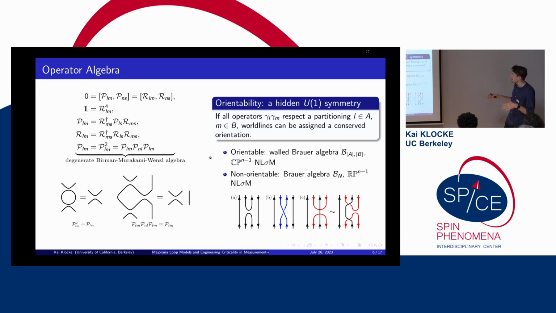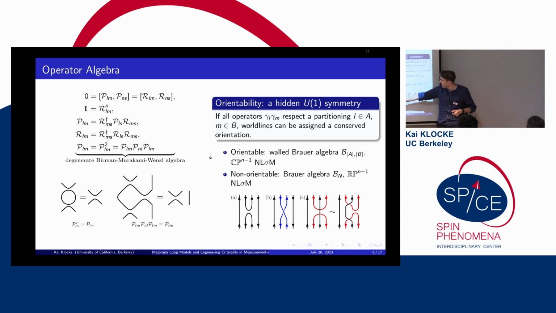And let's try to ask a little more about the structure of this algebra. A key aspect of this Brauer algebra is this notion of orientability. This is a hidden U(1) symmetry that's maybe a bit unintuitive. The idea is as follows. Since every operator is quadratic in Majoranas, if we can partition our Majoranas into two sets A and B, then all of the world lines can be assigned a conserved orientation.